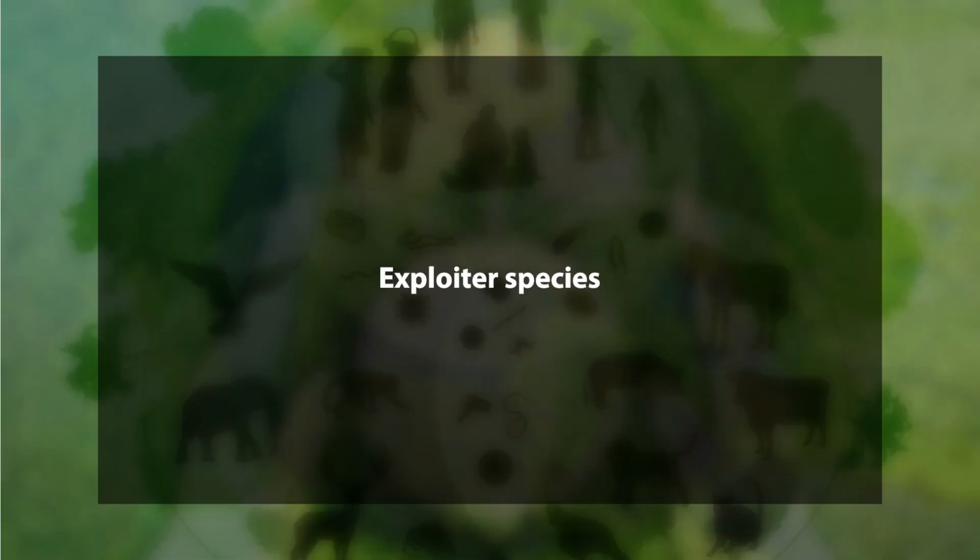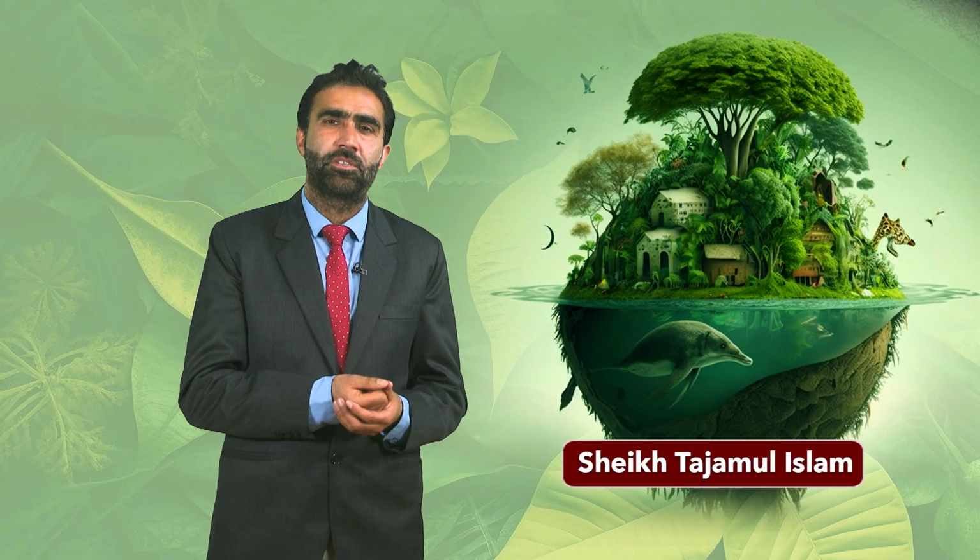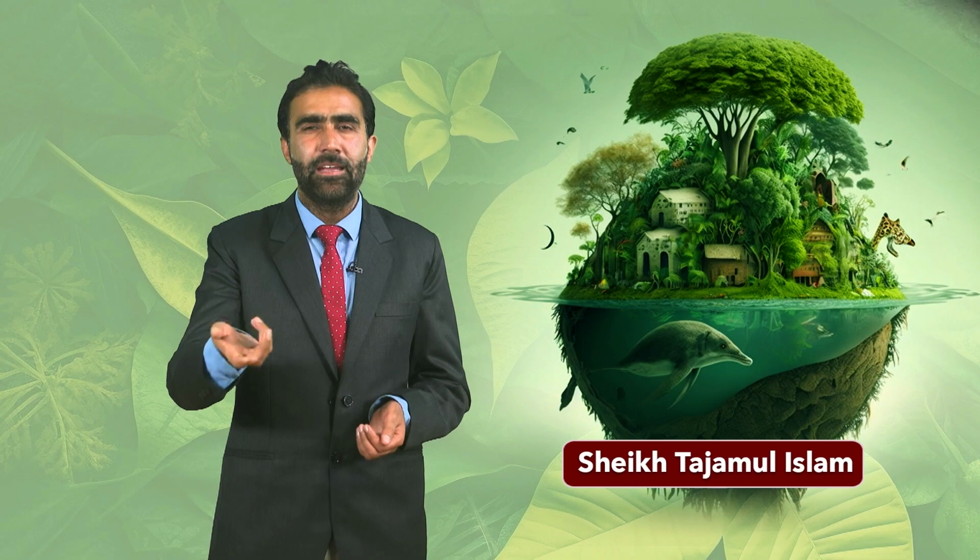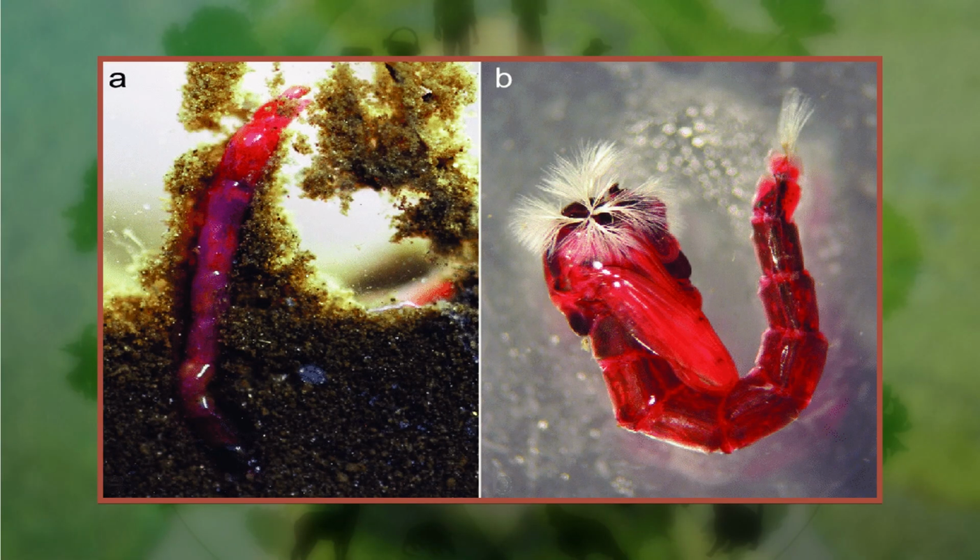Another type of species concept is exploiter species. Presence of these species indicates the probability of disturbance or pollution in an area. For example, presence of many red chironomid larvae indicates pollution in water bodies.